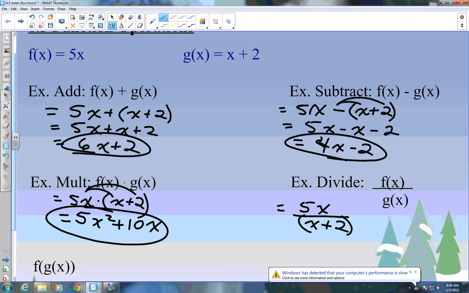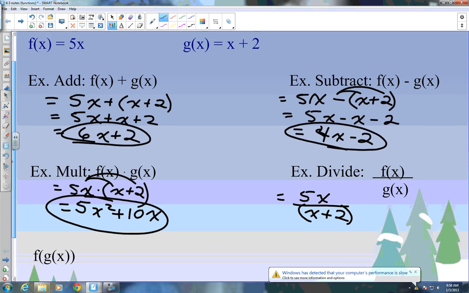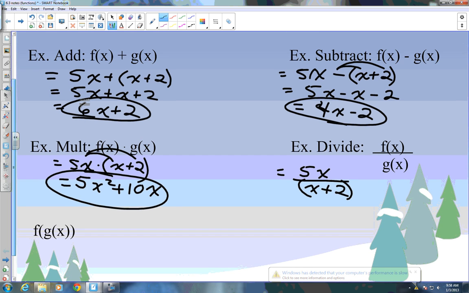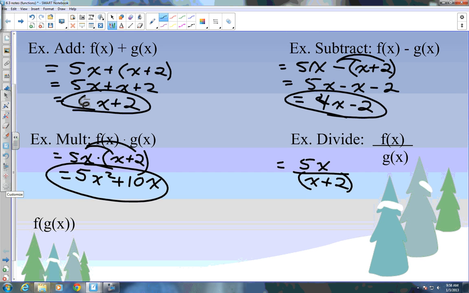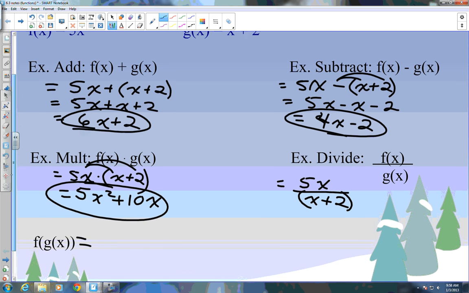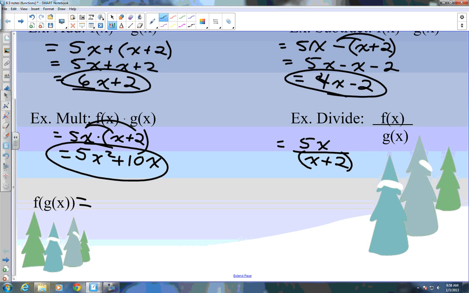Now, the last type of problem that I'm going to show you is called composite function. F of g of x. Now this is something, it's using stuff you already know. G of x is that function, x plus 2. So I'm just going to replace g of x with x plus 2. So this is f of x plus 2.